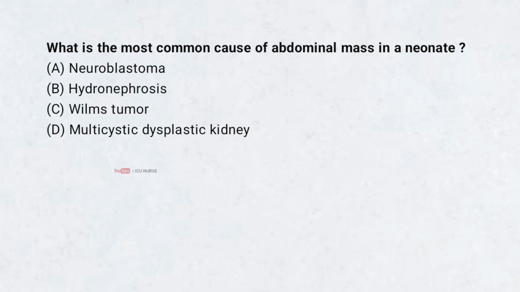What is the most common cause of abdominal mass in a neonate? A. Neuroblastoma. B. Hydronephrosis. C. Wilms tumor. D. Multicystic dysplastic kidney. Correct answer B. Hydronephrosis.